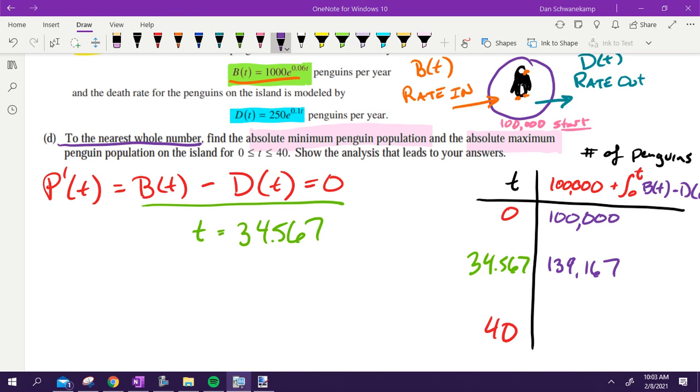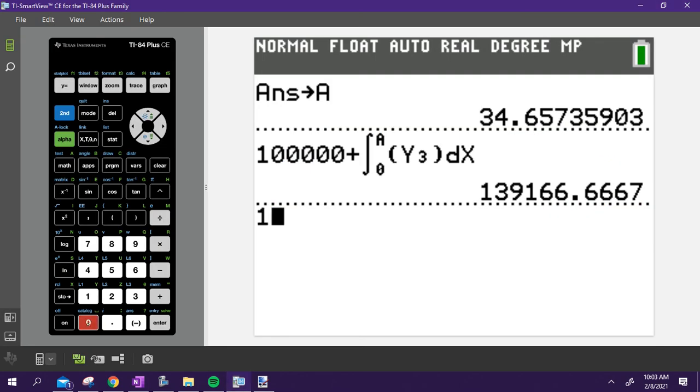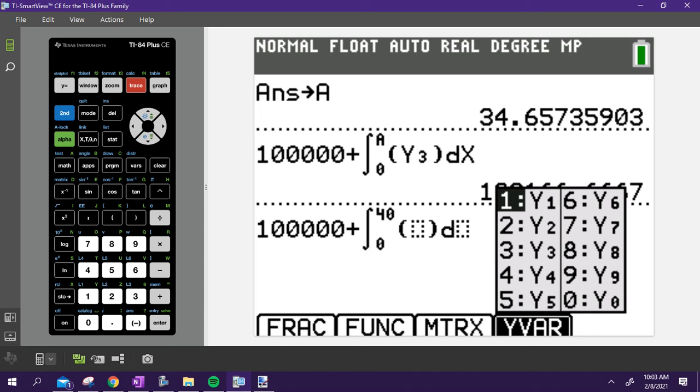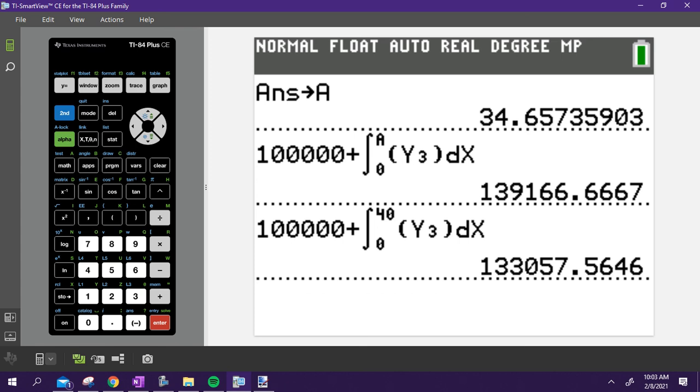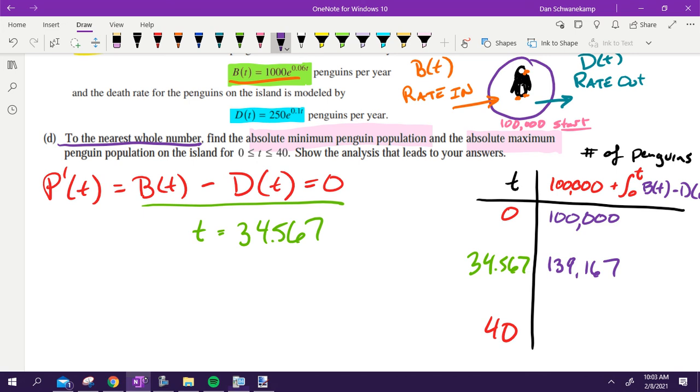To find it at 40, I just do it again. It's 100,000 plus math 9. This time I'm integrating from 0 until 40. Everything else about this problem is the same. Alpha F4, Y3, dt. Hit enter. 133,058 penguins.